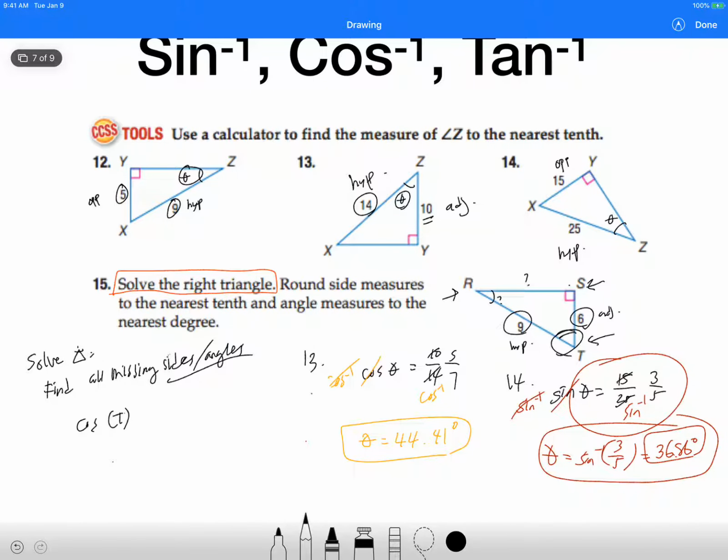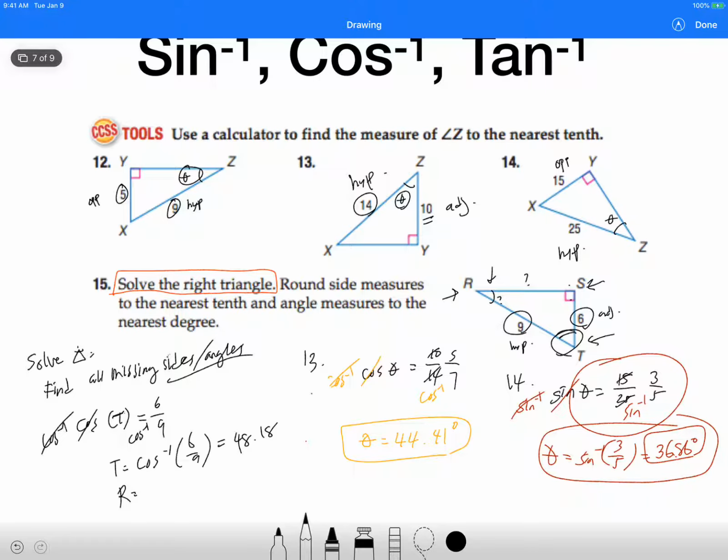Cosine of angle T, yes, you can use theta if you'd like, but I just use the capital letters so that there's no confusion. Cosine of T is equal to 6 over 9. So you know that angle T would be inverse cosine of 6/9 because I can just take inverse cosine on both sides and get these canceled out. And what you notice is that inverse cosine of 6/9 gives you the angle 48.18.